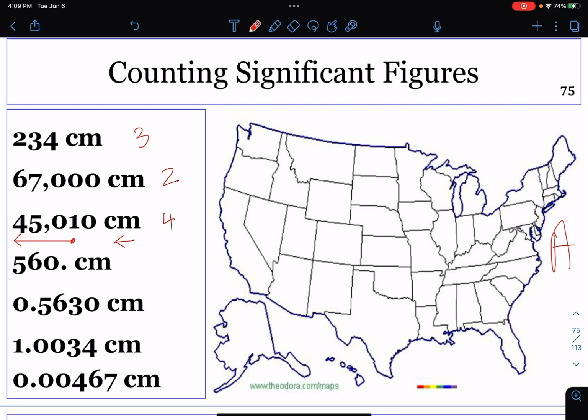Again, it's important for the value. We're still talking about 45,000 here. It just might be 45,011 or 45,009. We're not completely sure about that last digit.